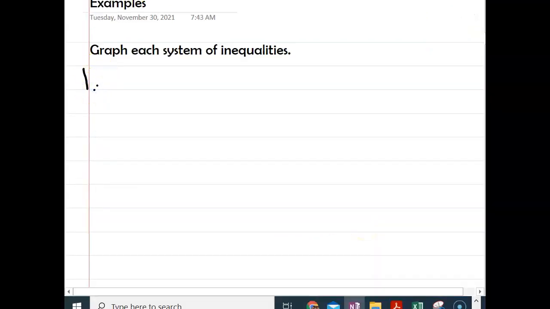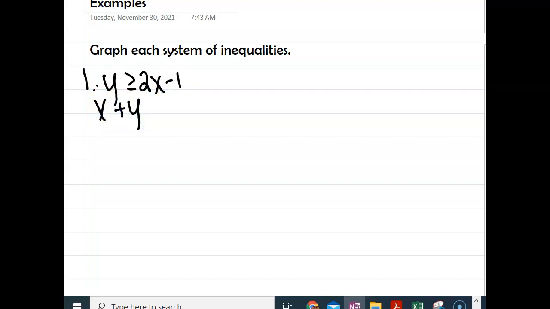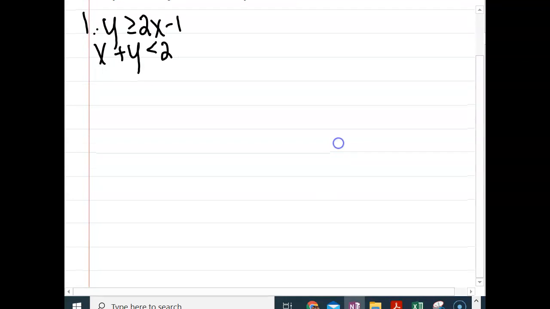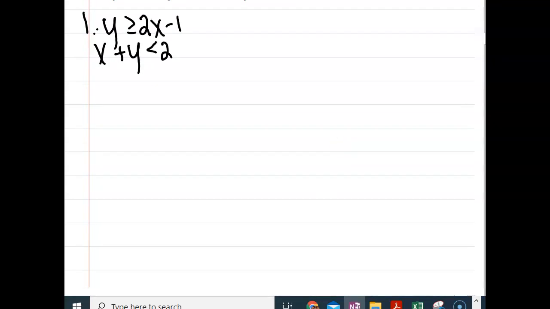All right, first one, number 1. Let's graph y is greater than or equal to 2x minus 1 and x plus y is less than 2. All right, so I'm going to go ahead and maybe sketch out my graph a little bit just so I have it and make things a little easier to graph here.